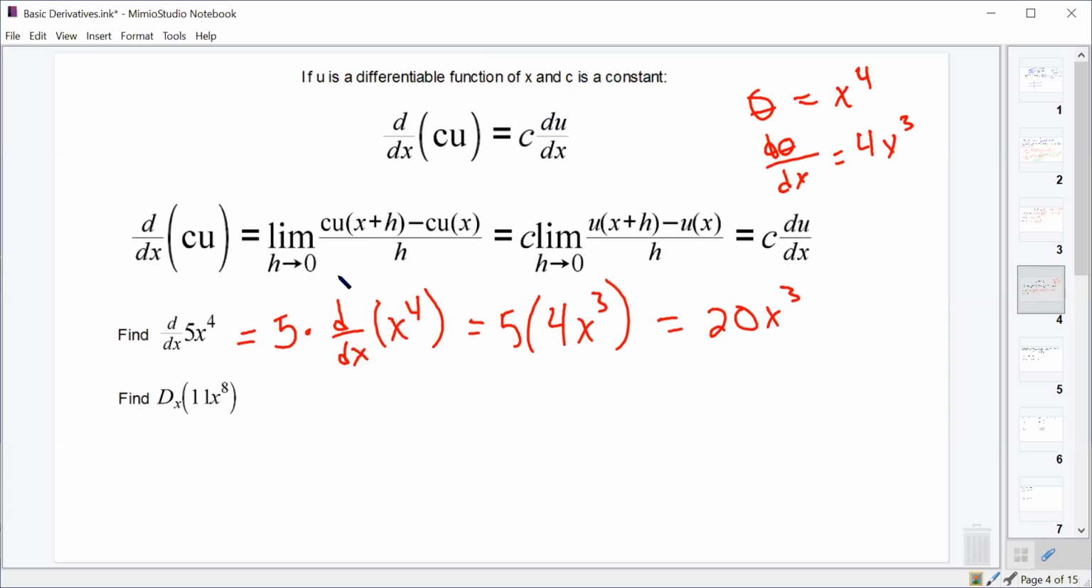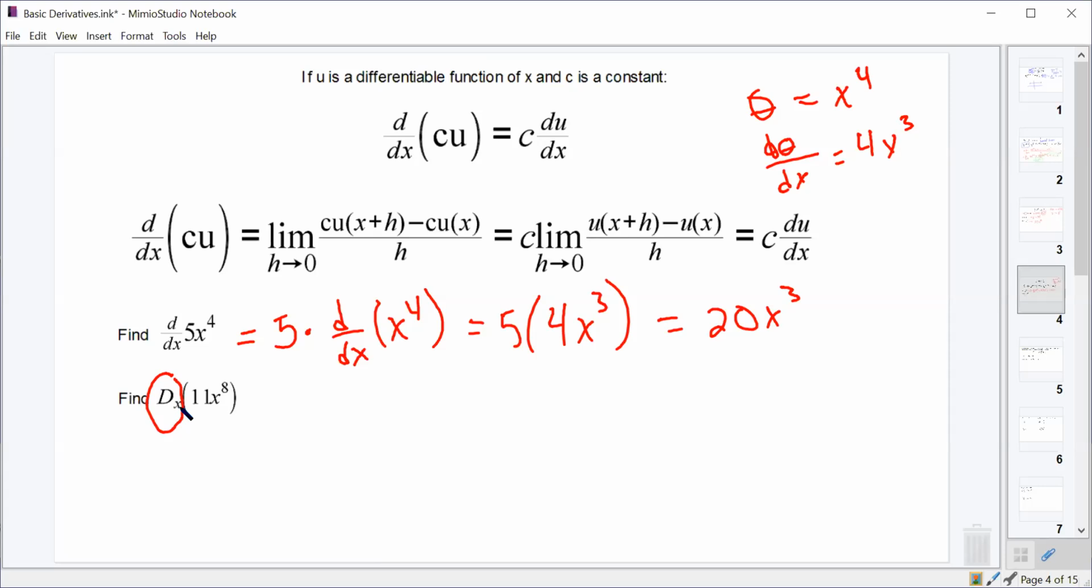You don't need to write this step every time. Just recognize that this power gets multiplied by the coefficient that's out front, and that becomes our new coefficient. The 4 times the 5 gives us 20. We drop the exponent down from 4 to 3. So this notation right here with the capital D with the subscript x is just another notation for the derivative of this function with respect to x.